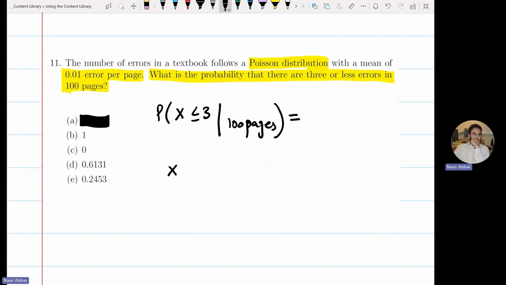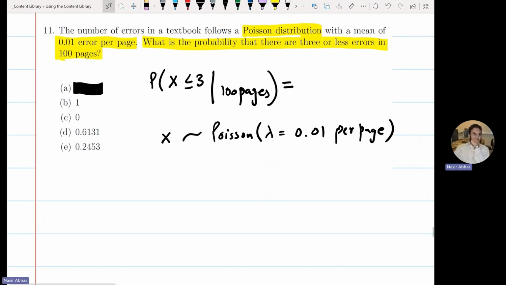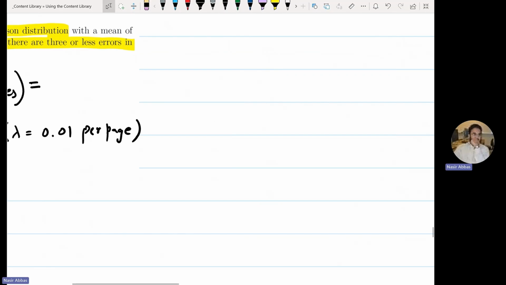What is the distribution of X? Poisson, with lambda equals 0.01 per page. But the question is about per 100 pages. So once you open this question, you will put lambda times t. Here t is 100. This will be given to you in the formula sheet.